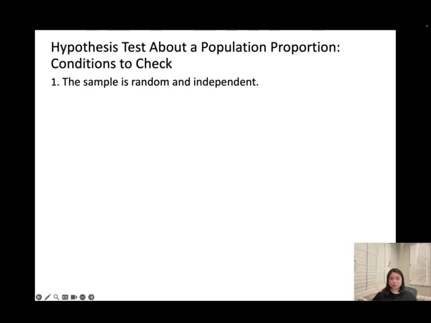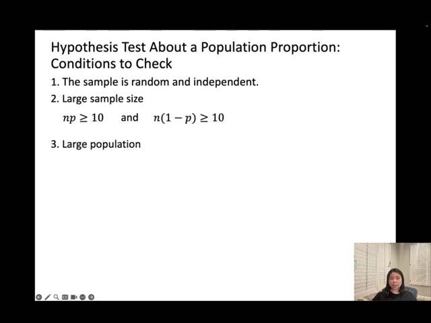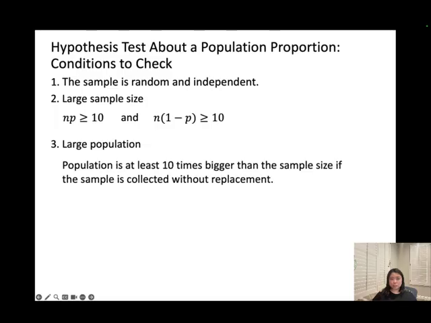The sample has to be random and independent. Second, large sample size. We need to get at least 10 successes and 10 failures. Number 3, large population. The population is at least 10 times bigger than the sample size if the sample is collected without replacement. So we're going to plug into this formula: sample size n times 10 is less than or equal to N. N is the population size, at least 10 times larger than the sample size.